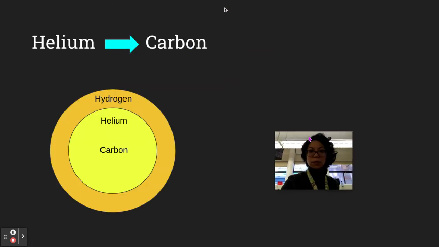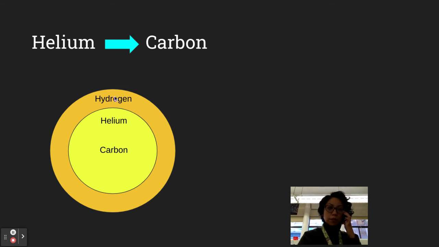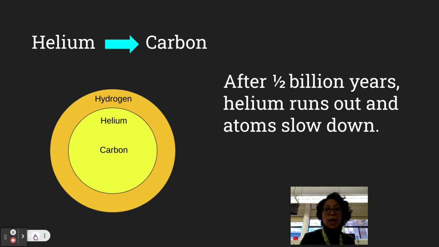Okay, so that's what happens in our sun. First, it burns hydrogen, fuses hydrogen together to make helium. Once it runs out of hydrogen, then the helium atoms start moving, and they combine together to make carbon. Okay, and then after about 500 million years, the helium starts running out. So our sun's run out of hydrogen, it's run out of helium. All that it has now in the core is a bunch of carbon, and those atoms start slowing down again.